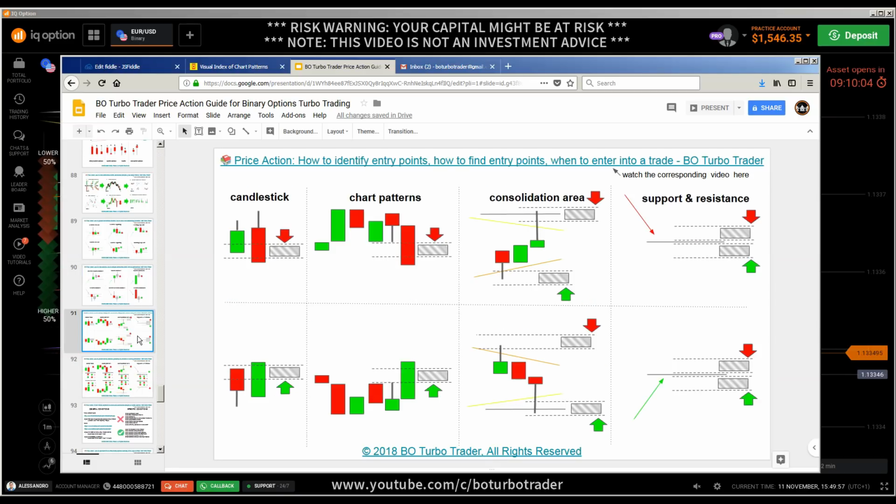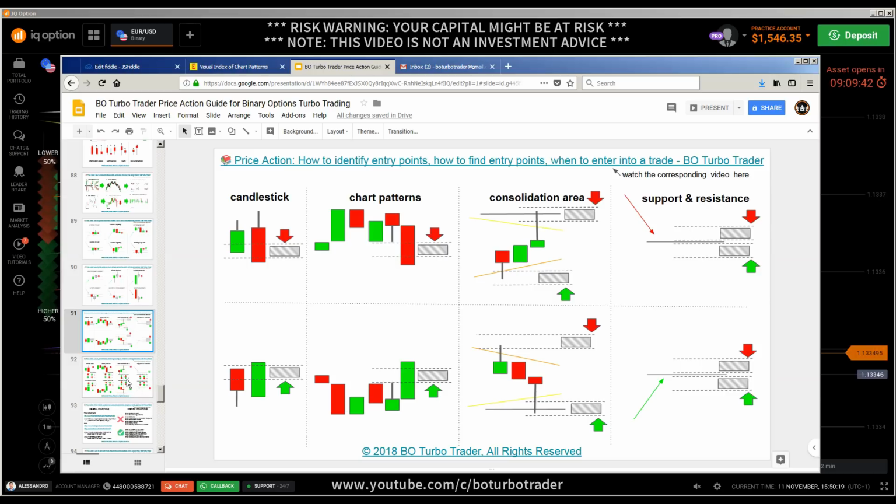So then we have the entry point, which is really important. Try almost always to enter above or below the previous candlestick, the closing price or opening price, or below or above the EMA or support and resistance level, depending on the trend direction and what kind of trade you're going to do. Yes, that is also important.